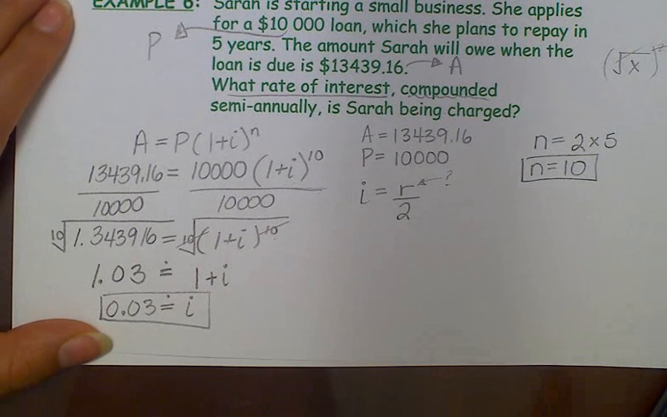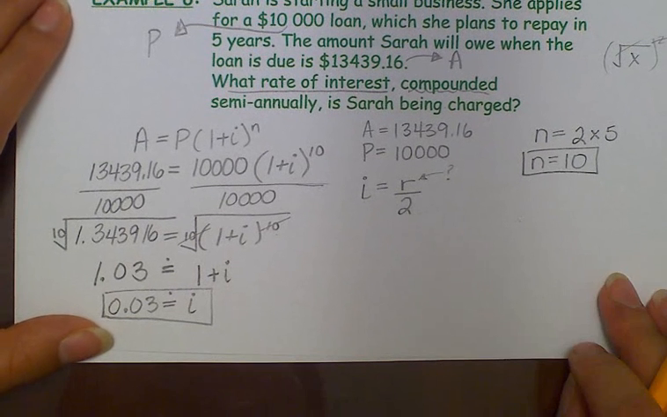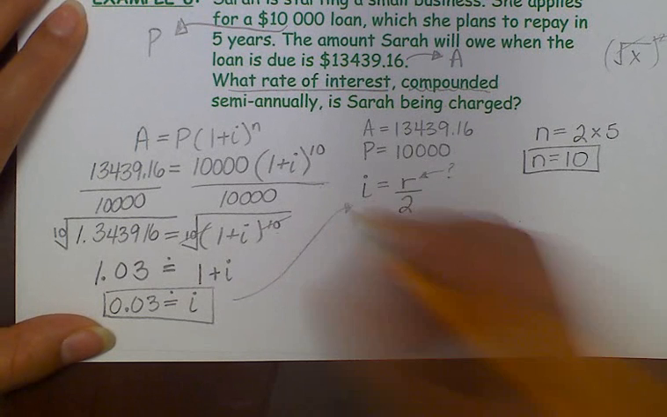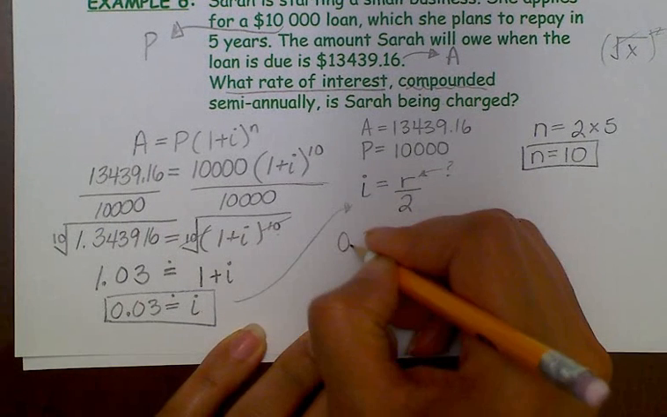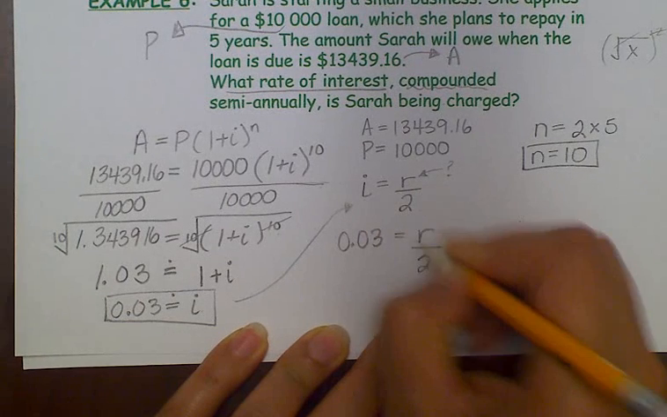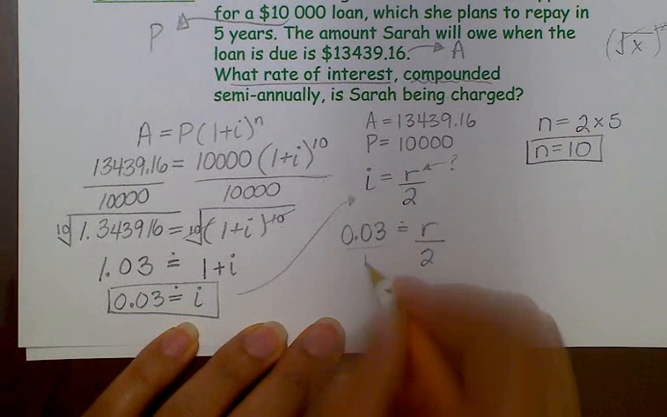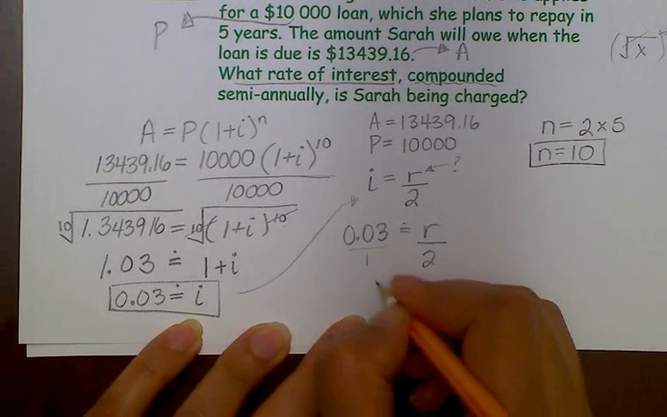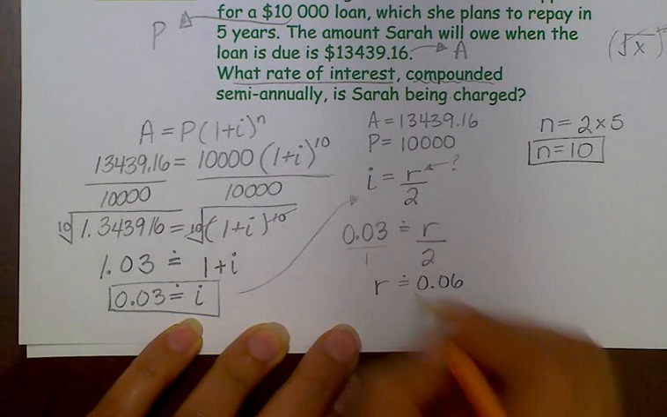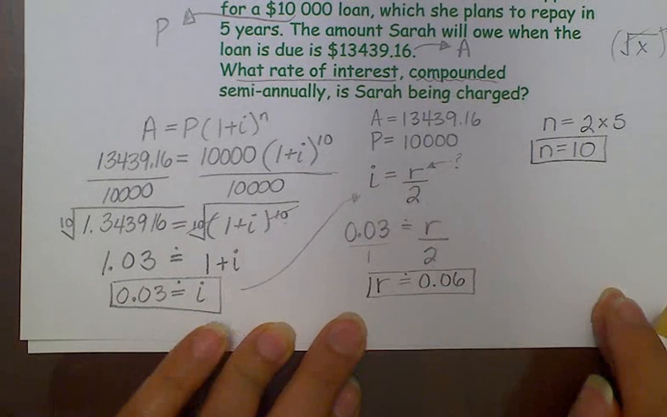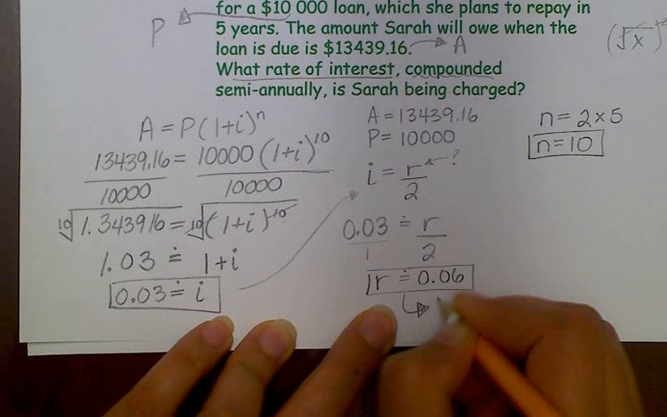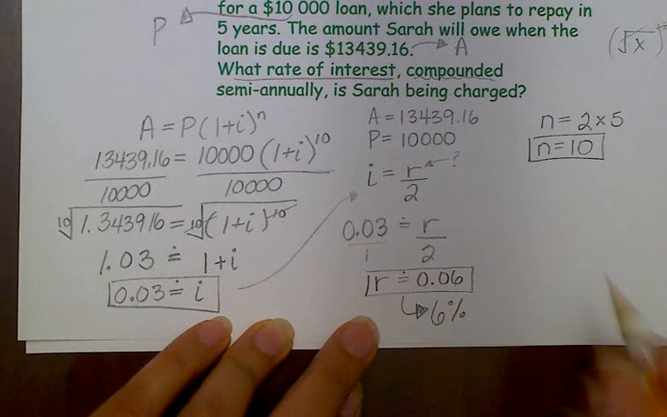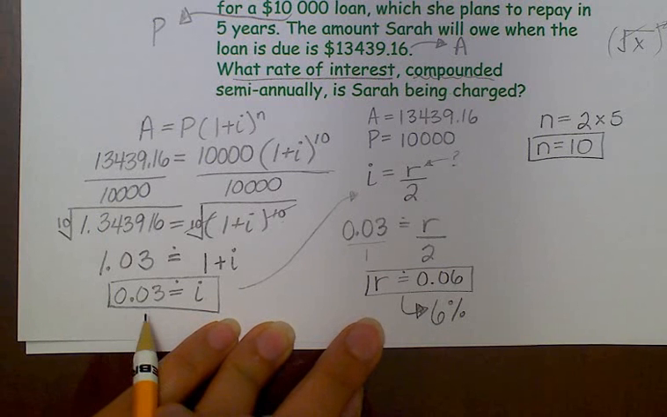Now, I is just the interest rate per compounding period. However, the question is asking us to find the interest rate compounded semi-annually. So what I'm actually going to do is use this to help me solve for R. And so if I plug in the interest rate per compounding period into this formula, I get 0.03 is equal to R over 2 approximately. And if I cross multiply, so add my imaginary 1 underneath, I get R is equal to approximately 0.06. Now here is the interest rate that's being compounded semi-annually, and so this is the interest rate per annum compounded semi-annually. And so what this means is this is actually a 6% interest rate, and that makes sense. You're earning 6% per year, but you're only earning 3% per compounding period, or in other words 3% twice a year, semi-annually.